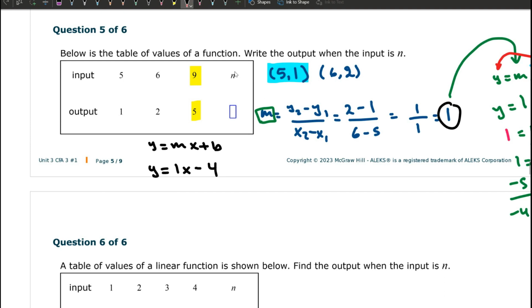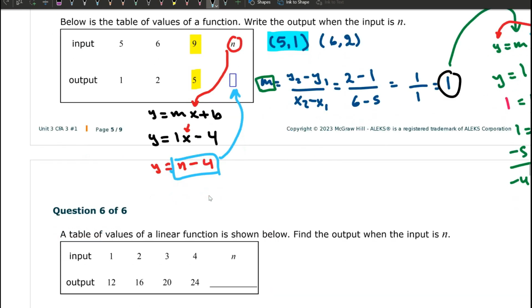So what happens when you plug in n to the function? So x is n. That will give you y equal to n minus 4, because 1 times n is n. And the answer that you want to put into the box is only this: n minus 4. That's it. You only put in n minus 4. They didn't ask you for the equation. They asked you for the output, which is n minus 4.